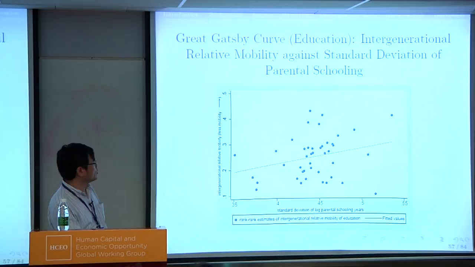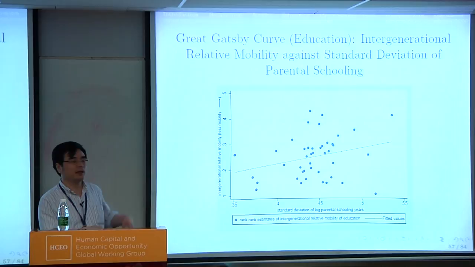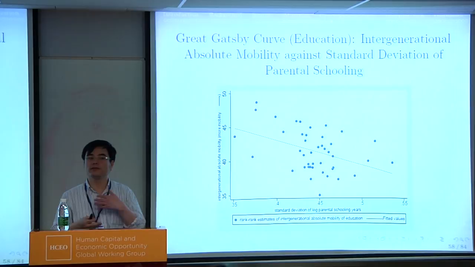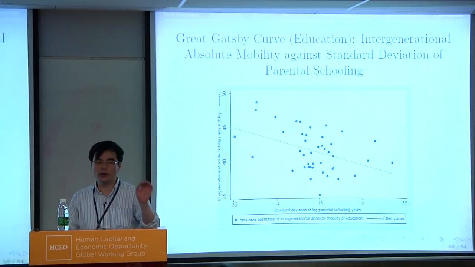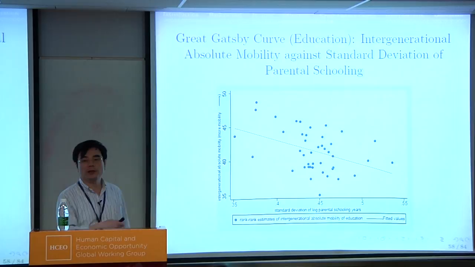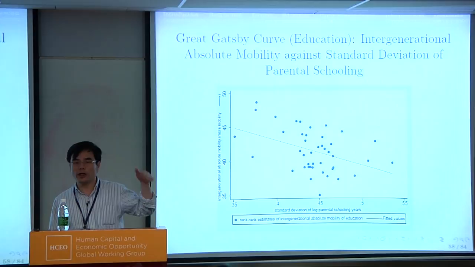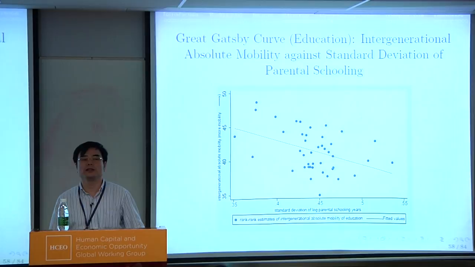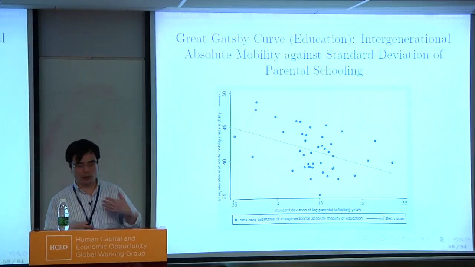By education, a similar picture. That was by income. By education, relative mobility: a positive slope means inequality and relative mobility are negatively correlated. And in absolute mobility, again, it's negatively correlated. Those curves in the literature, this is the first time with this curve, because we have a time dimension. In the other study by Chetty, they don't have a time dimension. They just have cross-sectional OECD, different countries, different regions, with inequality and mobility in different places. So this is the first time with evidence on time dimension versus cross-section.